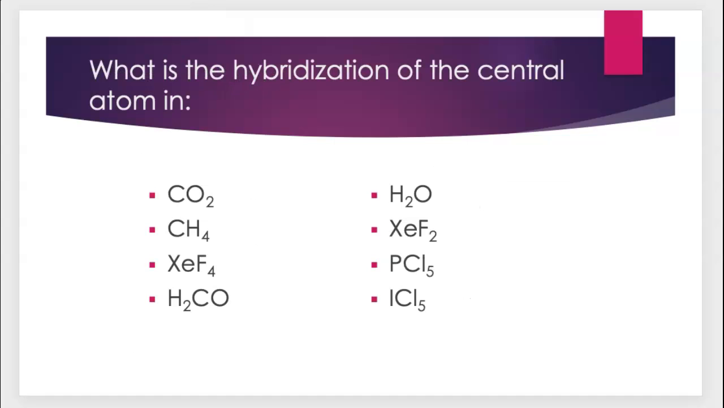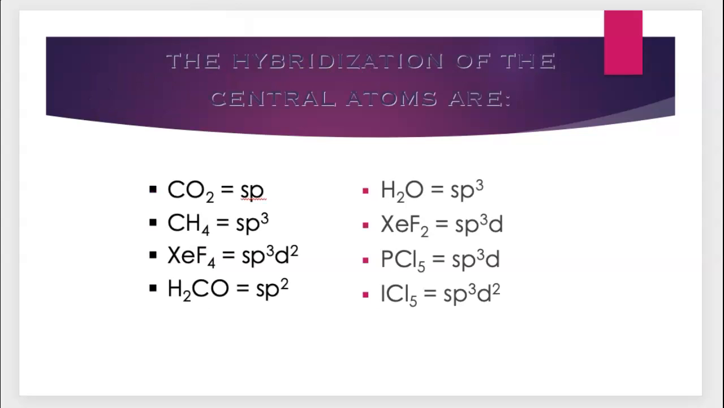So we've talked about these molecules already. You should be able to talk about the hybridization of them very easily. Pause it, give it a try. I'm going to go on. Carbon dioxide would be sp. The methane would be sp3. The xenon tetrafluoride would be sp3d2. The H2CO would be sp2. Water is sp3. Xenon difluoride is sp3d. Phosphorus pentachloride is sp3d. And iodine pentachloride is sp3d2.